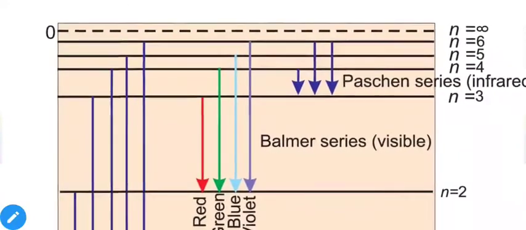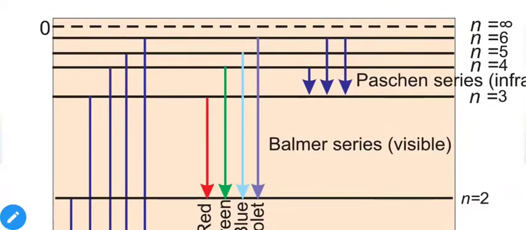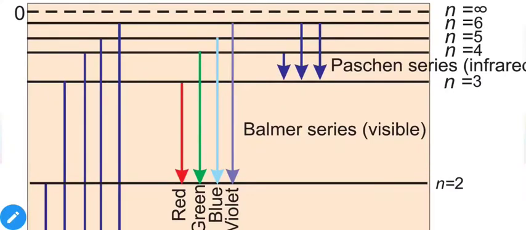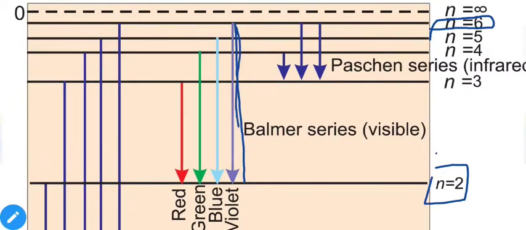So these energy differences affect the emitted electromagnetic radiation. Let us concentrate on the Balmer series only, because it emits light in the visible range. As we can see, if the energy difference is comparatively more, that means if the electron's initial state is n equal to 6 and it moves to n equal to 2, the energy difference is comparatively big, so it will emit comparatively more powerful electromagnetic radiation, which is violet in this case.